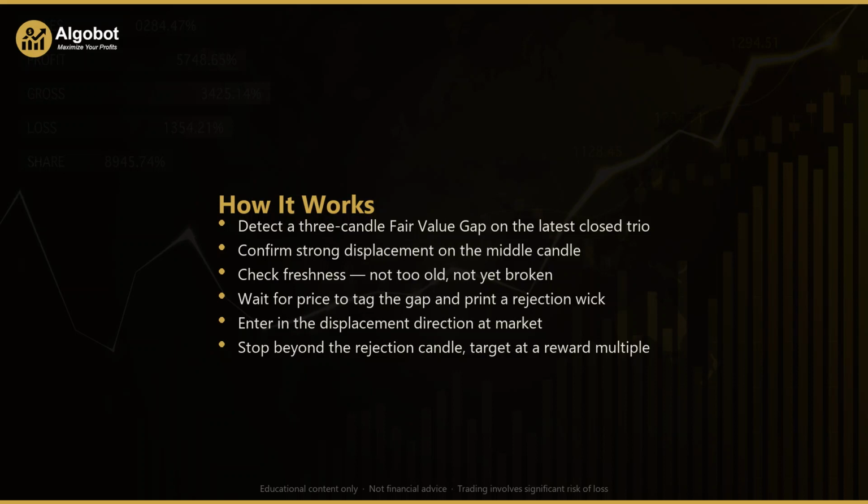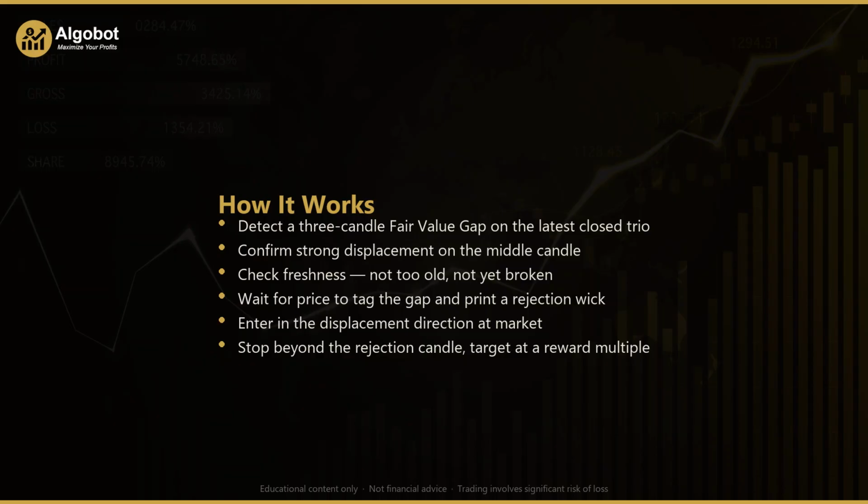The EA acts only once per fully closed bar, so it never reacts to noise inside an unfinished candle. On each new bar, it looks at the most recent trio of closed candles, which we will call Candle 1, Candle 2, and Candle 3. Candle 2 in the middle is the displacement candle. For a bullish gap, the strategy detects that Candle 2 closed higher than it opened with a body larger than the displacement factor times the average range, and crucially that the high of Candle 1 sits below the low of Candle 3. That empty space between them is the bullish fair value gap. The mirror image is true for a bearish gap, where a strong down candle leaves the low of Candle 1 above the high of Candle 3.